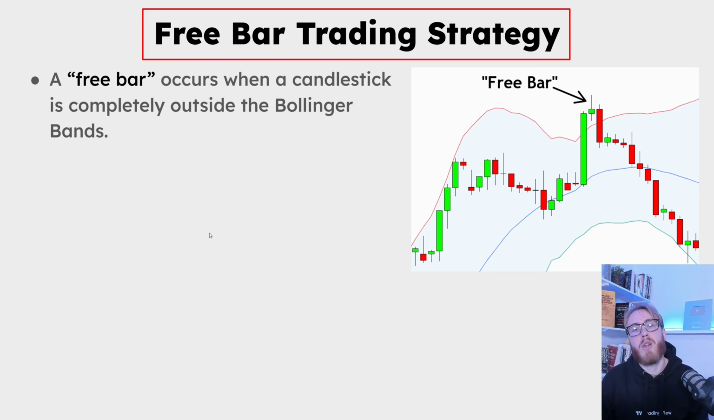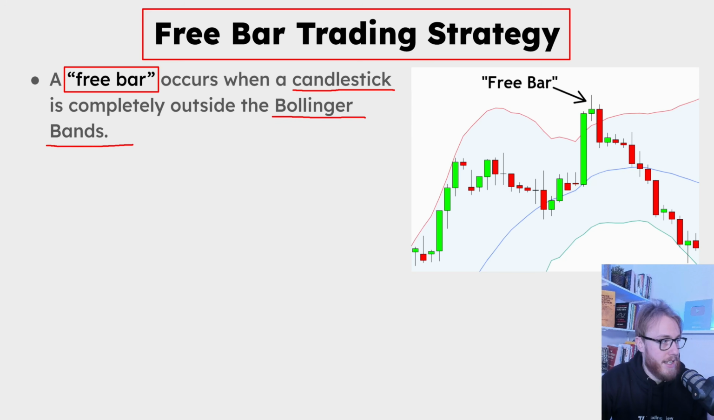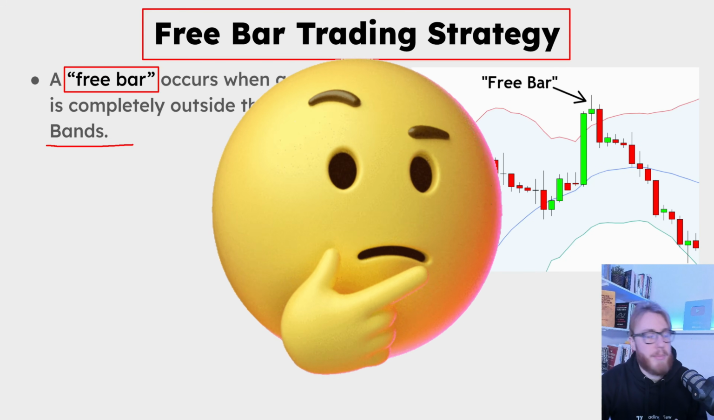But of course, first of all, we need to know what is a free bar. You might have never heard about this concept. Well, the concept is very simple. A free bar occurs when a candlestick is completely outside the Bollinger Bands. So what do we mean by completely outside?